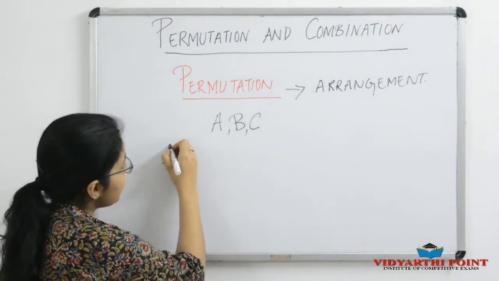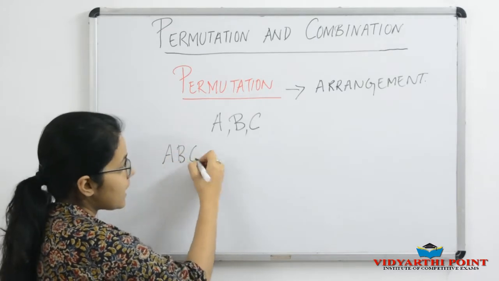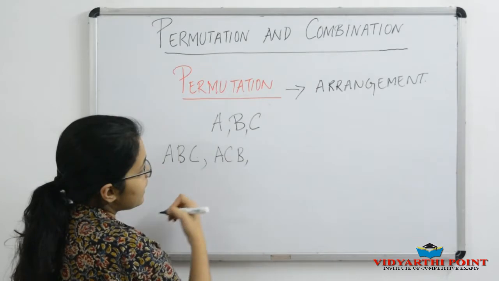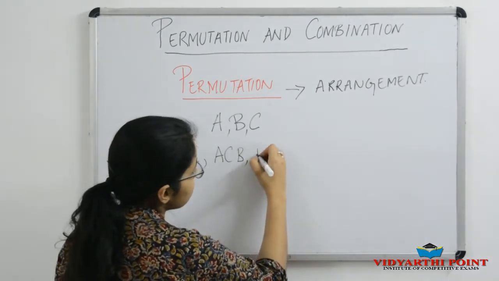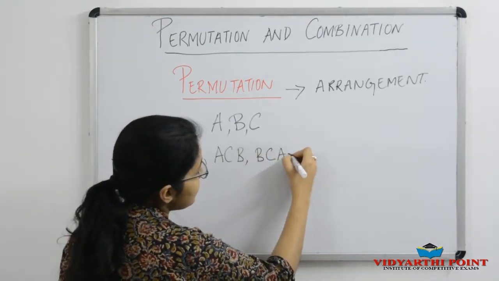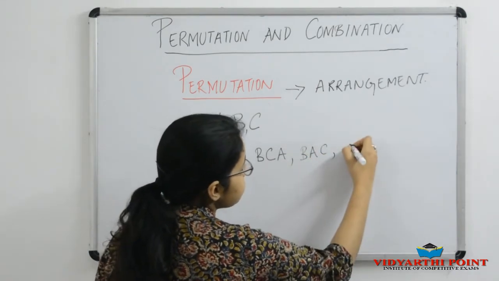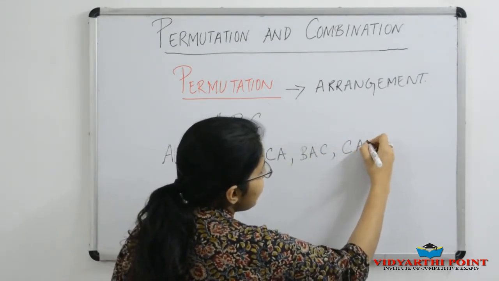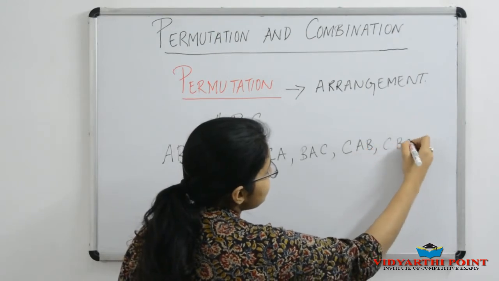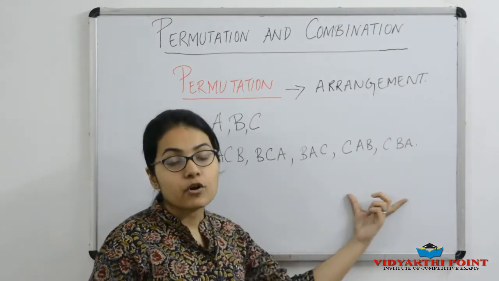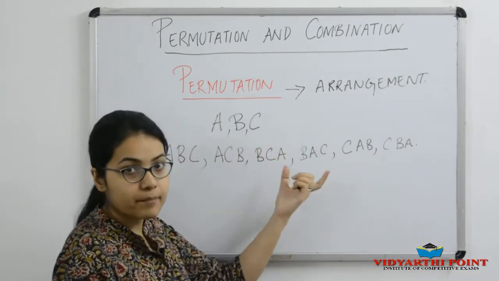A, B and C can be arranged as ABC, ACB, BCA, BAC, CAB, CBA. Now, these are the number of the possible arrangements of these letters.